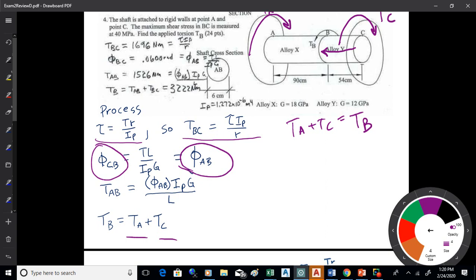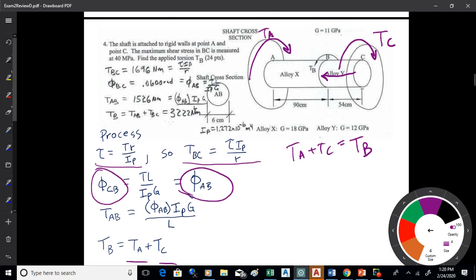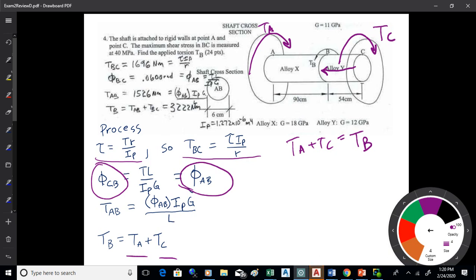So we good on that? The idea, so we're using the shear in BC to find the torsion in BC, which is the reactive torsion. Once we know the torsion in BC, we can find the angle at B, working our way from C to B, using that length. Once we know the angle at B, we realize that that's also the same angle that you would calculate going from A to B. So based on that, you can find the torsion in A, and then you just sum the two together to get the torsion in B. That's the idea. Okay.